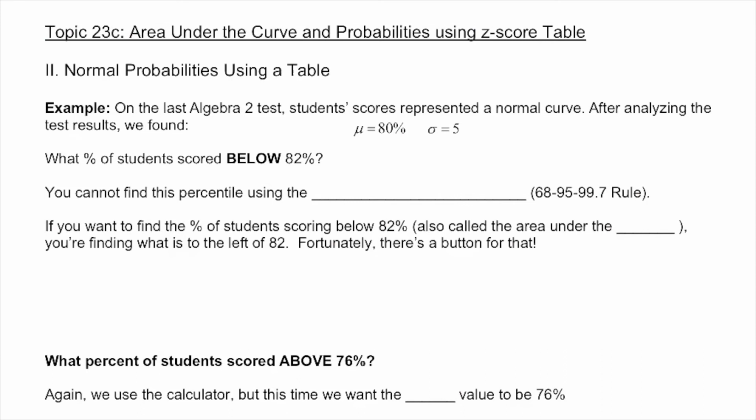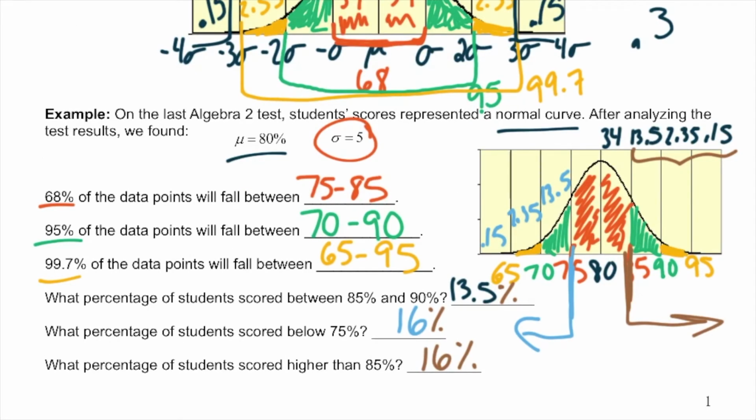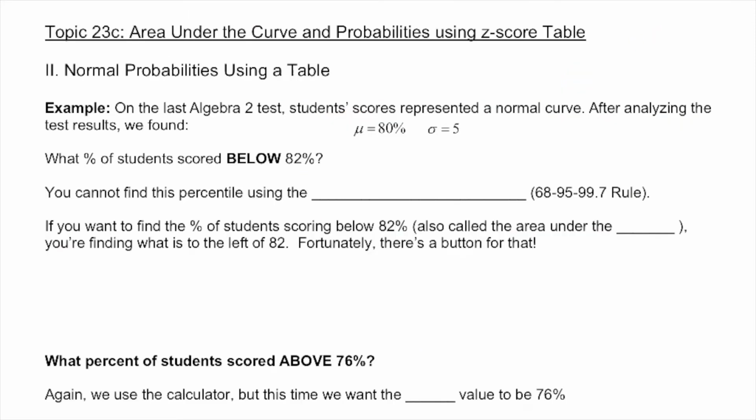Next up, we're talking about z-scores and how those work. So on our Algebra 2 test, students' scores represented the normal curve. We know this. We know the mean. We know the standard deviation. We want to find the percent of students below 82. If we look back at this curve we built, 82 is randomly in the middle of this. It's not quite on a perfect line. It's not going to be a perfect 1 standard deviation above. So we need to use our calculator for this. We cannot do this using the empirical rule.